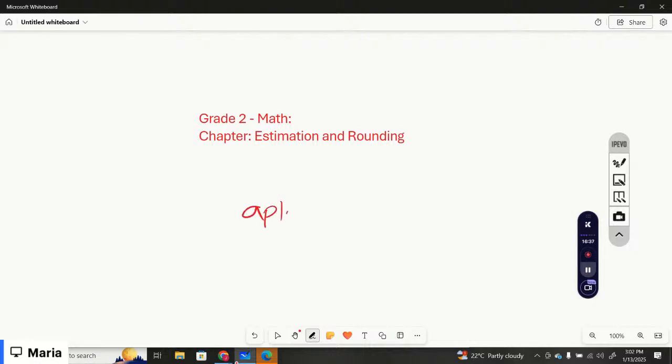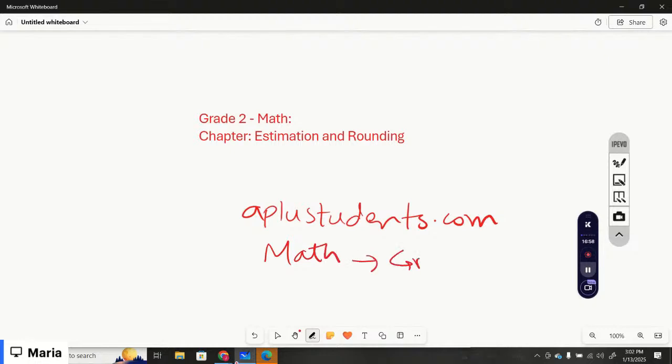You can find all the lessons on aplusstudents.com. You have to log in there using your email address and password as provided by the administrator. Then you have to select math from the subject tab. Scroll down to grade 2 math and then click on view all lessons. There you can find the list of the chapters.